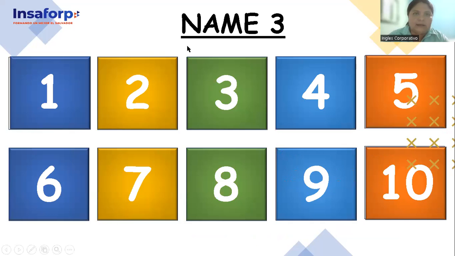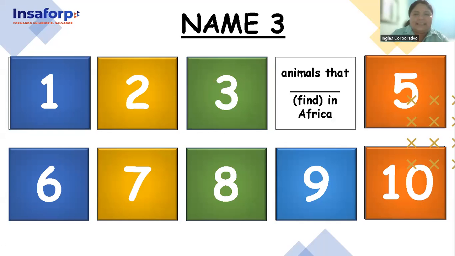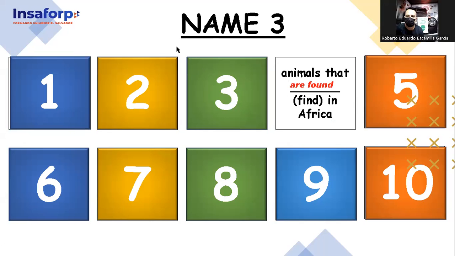Let's see, can you mention a number? Sara, please pick a number. Four. Any number. Four, okay. You are supposed to complete these. Animals that, so what is the form that we need? Animals that are found in Africa. Can you mention some? Mention one animal. Lions, elephants. Okay, nice. Monkeys. Jenny? Zebras. Okay. Jenny, please, can you select a number?